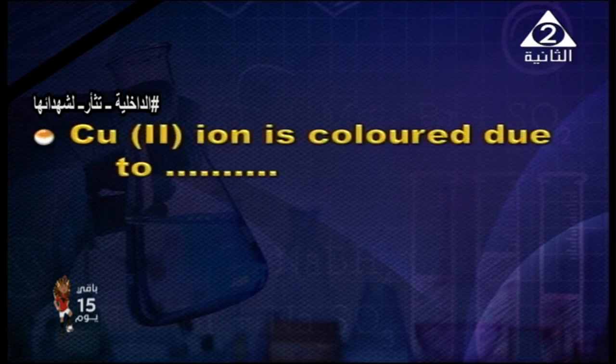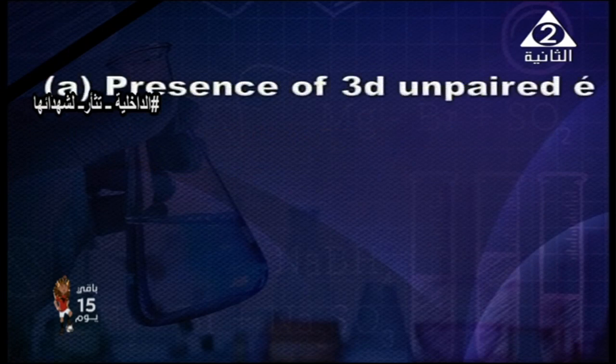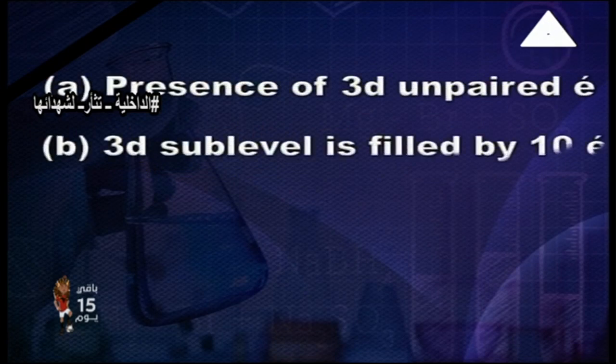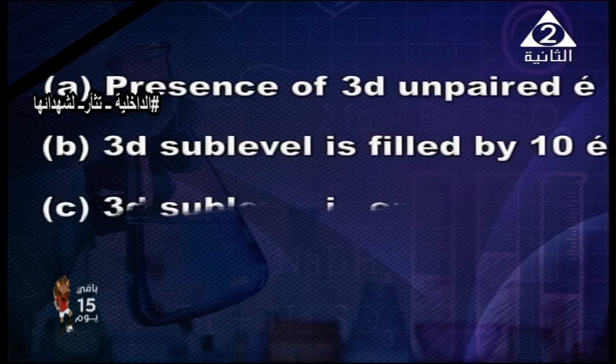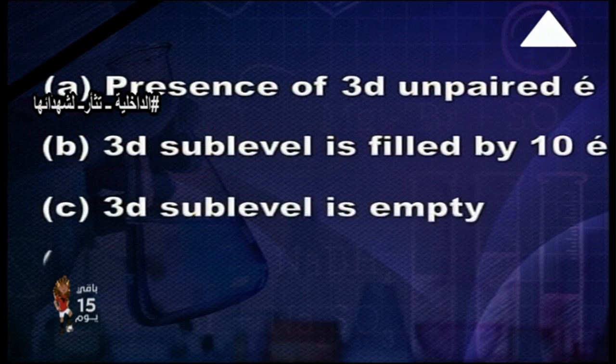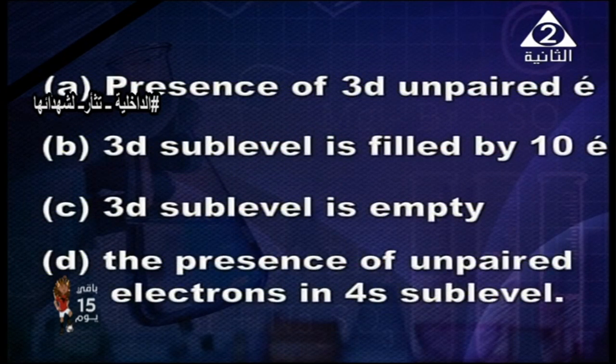Next point. Copper 2 ion is colored due to what? Presence of 3d unpaired electrons. 3d sublevel is filled by 10 electrons. 3d sublevel is empty. The presence of unpaired electrons in 4s sublevel. If you think about the answer, yes, it will be presence of 3d unpaired electrons.